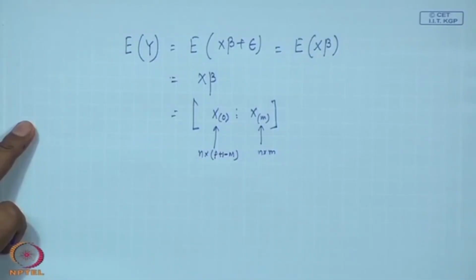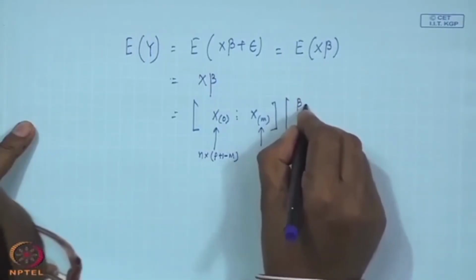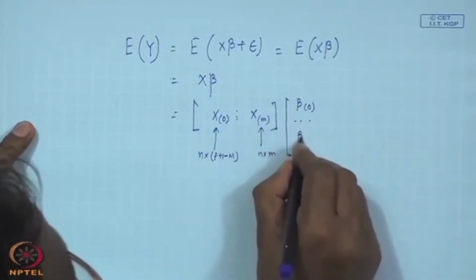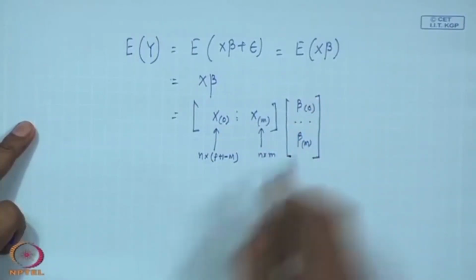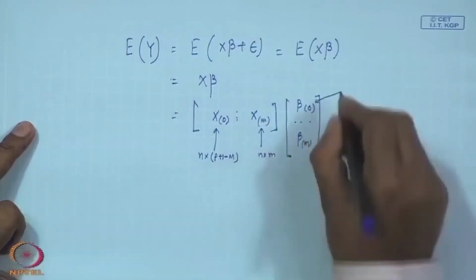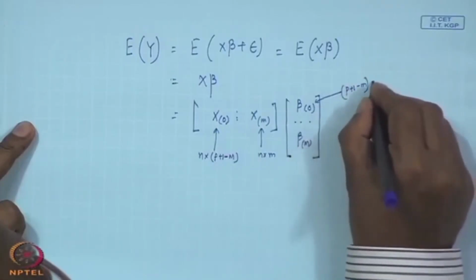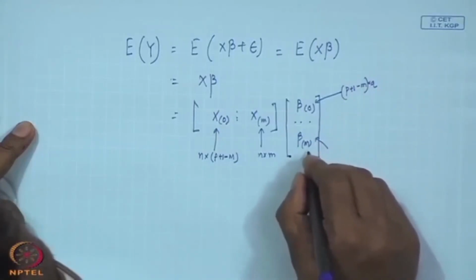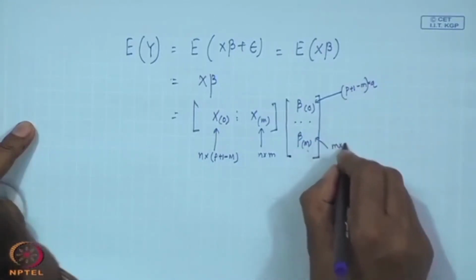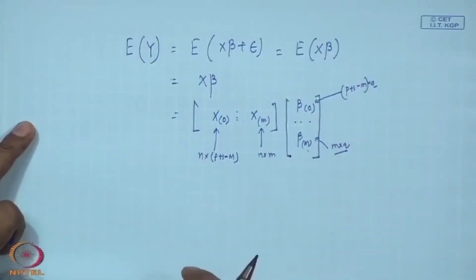Clear? So then the same thing I can write for beta, beta 0, beta m. And what is this beta 0? This is definitely p plus 1 minus m cross q, and this one is only m cross q. The resultant will be m cross q and this cross q, like this.